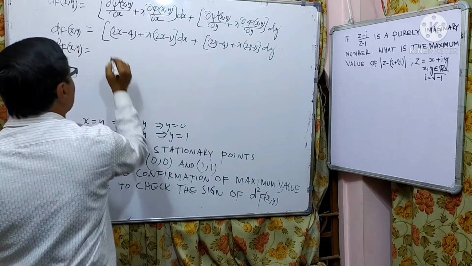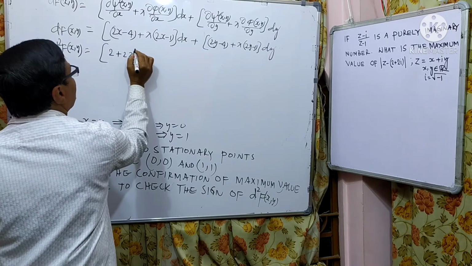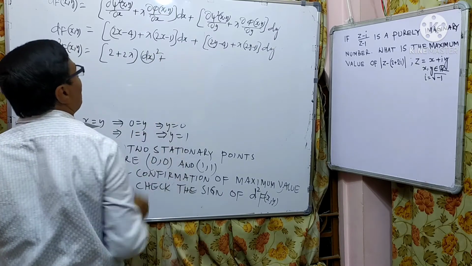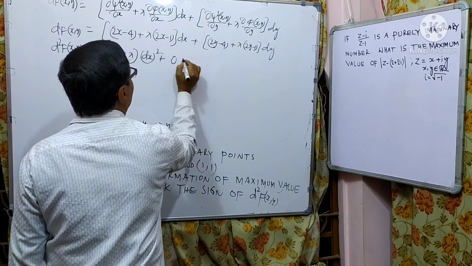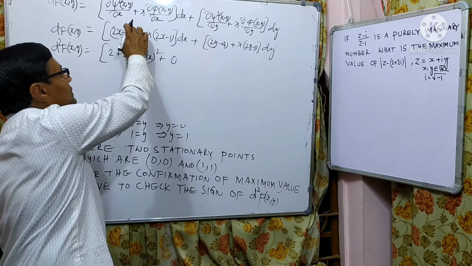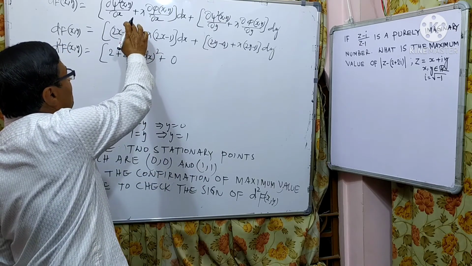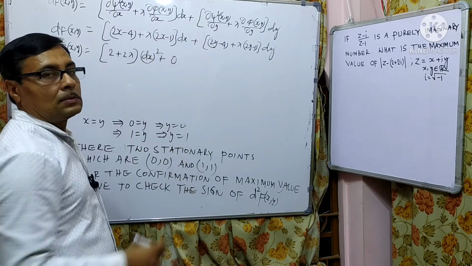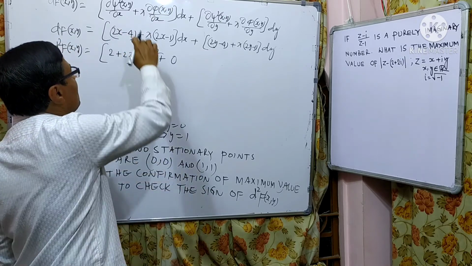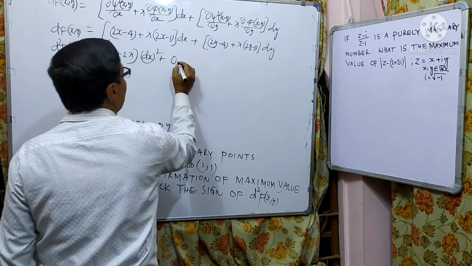d2f x y is 2 plus 2 lambda, dx square, plus 0. If we take partial differentiation with respect to y of this function, it is 0, because this is the function of x. So partial differentiation of this function with respect to y is 0. So 0 into dx dy.